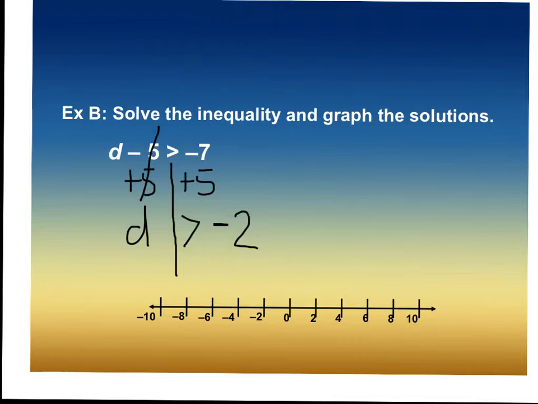So we're going to go to negative 2 on our graph. We're going to use an open circle since there's no bar underneath the inequality symbol. And any value greater than negative 2 is going to go to the right. So we can draw an arrow up, or you can shade the actual number line.